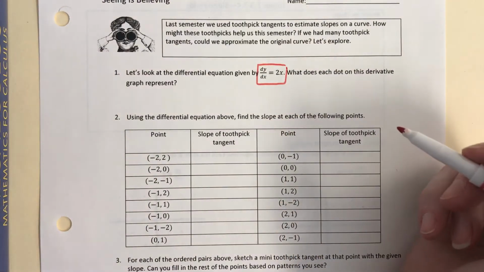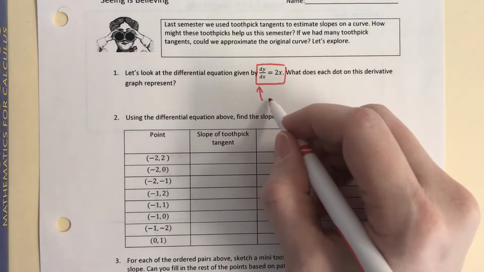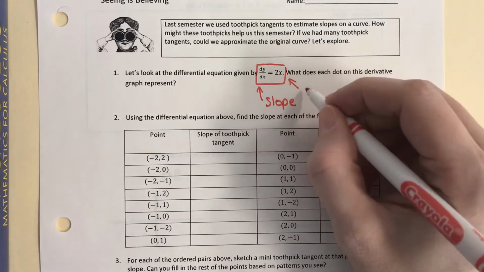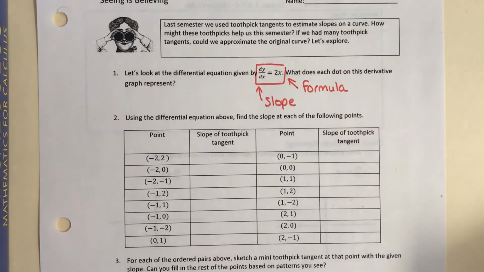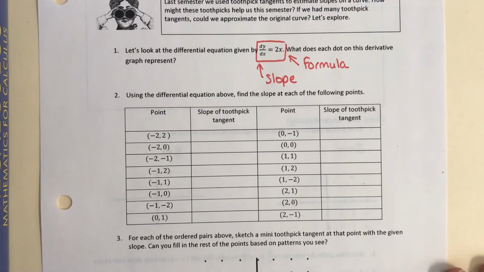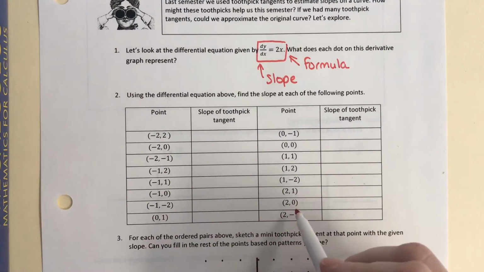So from what we remember about graphing and derivatives, a derivative is a slope on a graph. So basically 2x is a formula for finding the slope at various points. So we're going to be looking at the following 16 points here in the chart, and we're going to be finding the slope of each of these points.